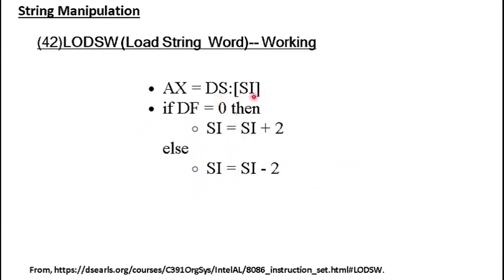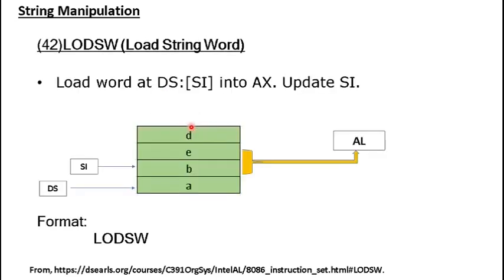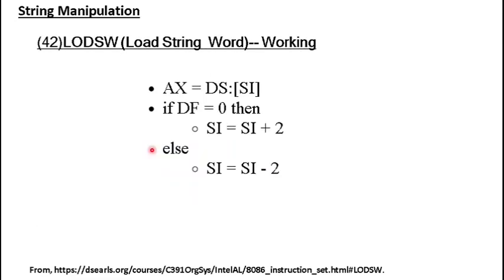The DS:SI combination is the pointer to the beginning of the word within the string we are interested in. It will first be copied to AX. Then based on the direction flag setting, SI will be made to point to the next word, that is ED, or to the previous word, as the case may be, like we saw for other string instructions.